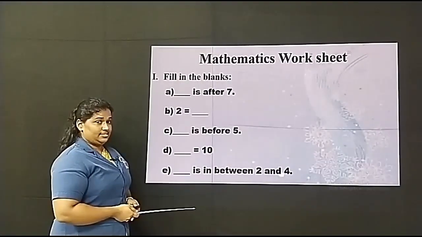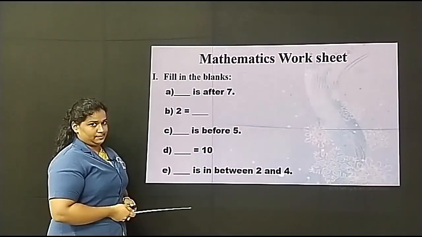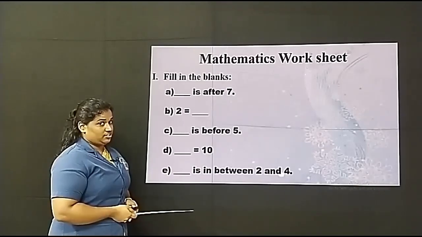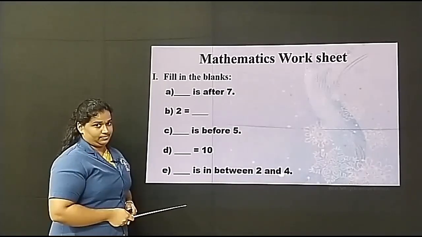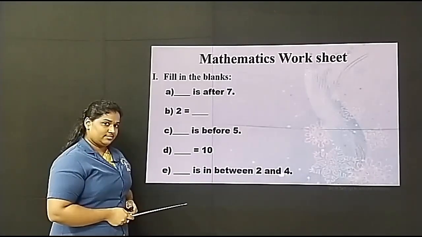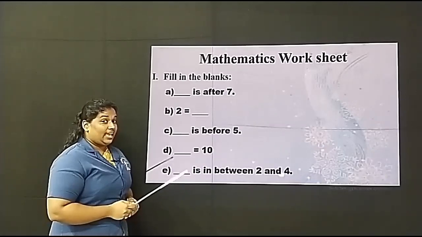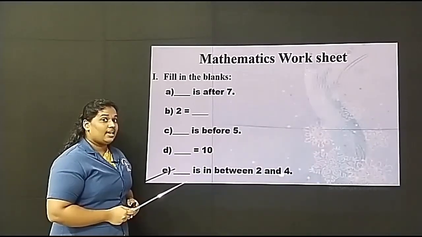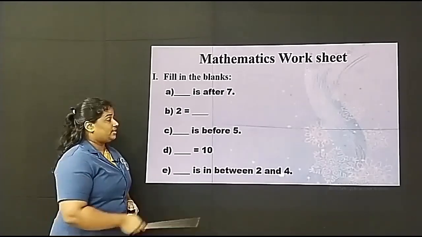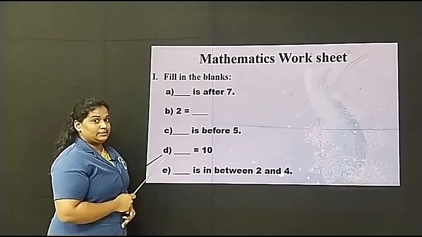First question is filling the blanks. In that, question A, dash is after 7. What is after 7? Yes, 8 is after 7. So the answer is 8. So we have to write 8 in the blank place.